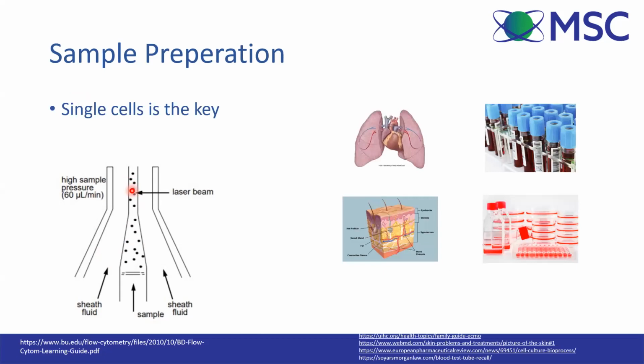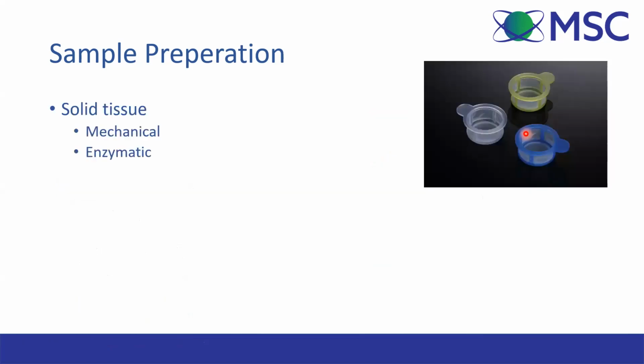So cells for flow cytometry can come from a wide range of different sources, such as organs, and here I've just used the lungs as an example, tissues like skin biopsies, cells in culture, or bodily fluids like blood. But no matter where your cells come from, you need to get them into a single cell suspension. But how you do this can be very different for different cell sources.